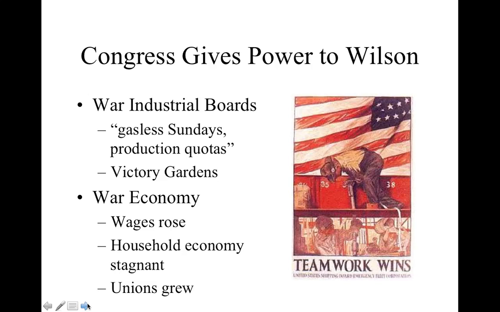The war economy: wages in most industries rose. However, household incomes stayed stagnant because of the rising food prices and housing costs. Stockholders during this time also received a tremendous profit. And union membership grew as well. We see union membership was about 2.5 million in 1916, and by about 1919 it had grown to nearly 4 million workers. And then when, again, the soldiers arrived back home, about 6,000 strikes broke out during and shortly after the war.